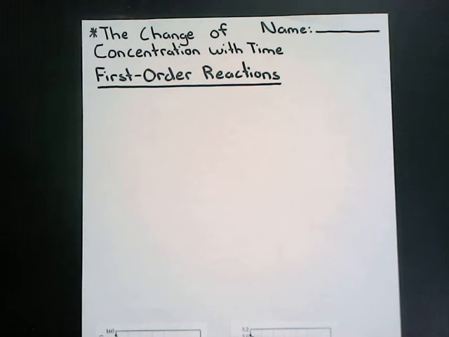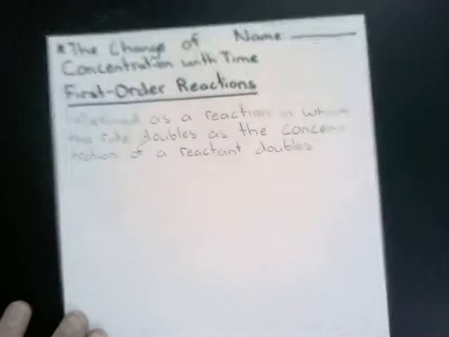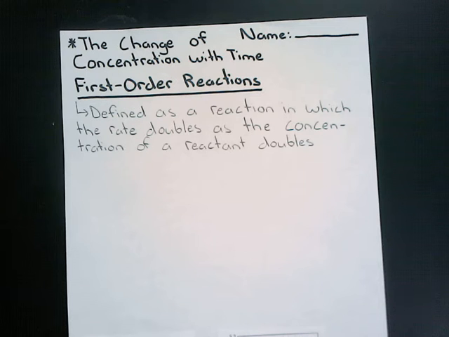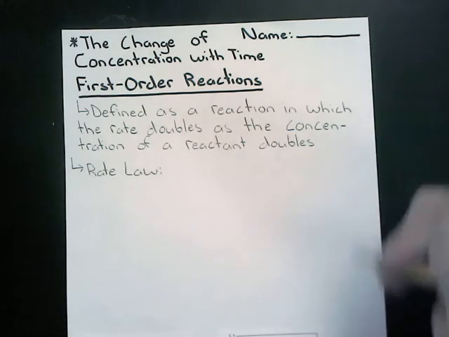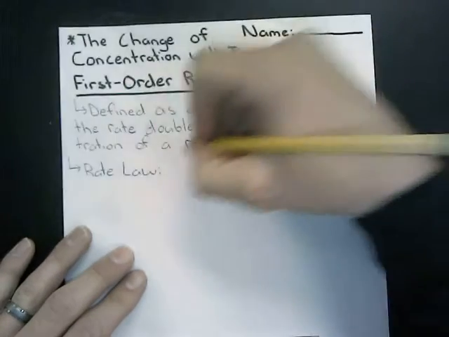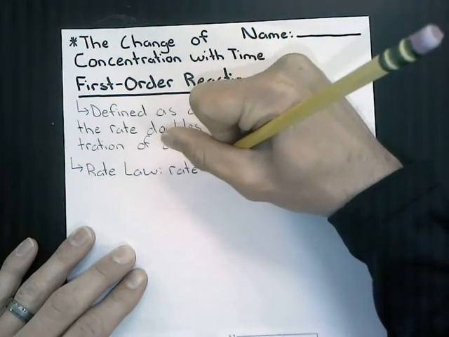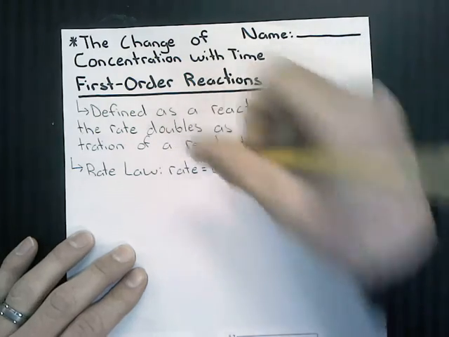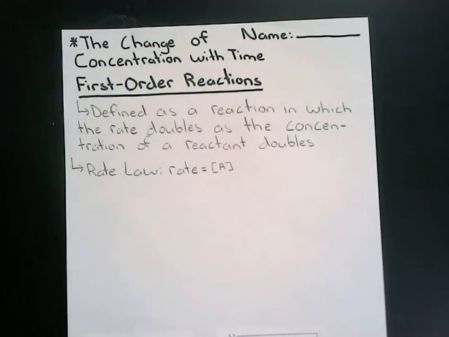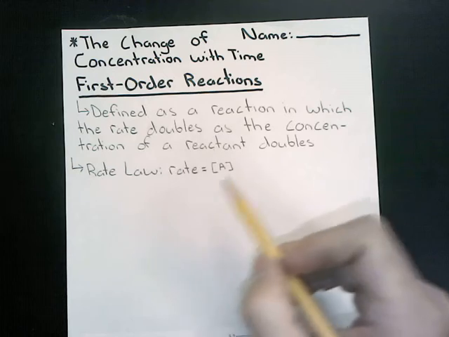So a first order reaction is defined as a reaction in which the rate doubles as the concentration of a reactant doubles. What we can also do with the first order reactions here is associate a rate law with this. That rate law that we're going to have associated with first order reactions is going to be the rate, which is equal to the concentration of that reactant, and A is just a generic term for the reactant. Now, we can do a little bit with this rate law.